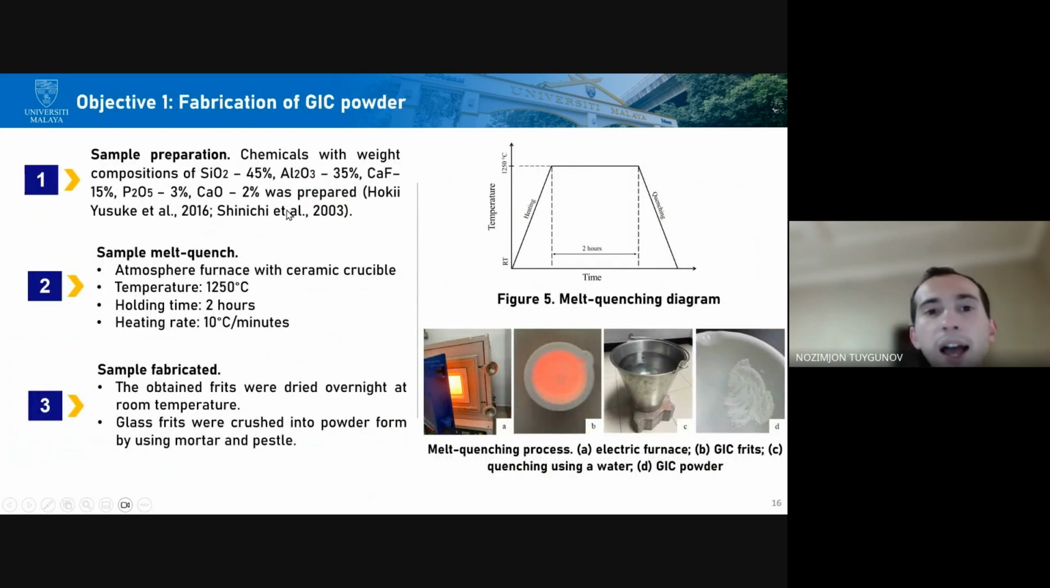So here is how we fabricated our material. Silicon oxide, aluminum oxide, calcium fluoride, P2O5, and calcium oxide were mixed, and we placed the mixture in an electric furnace and melted it at up to 1,250 degrees, holding for 2 hours. Then we rapidly quenched our material into cold water.